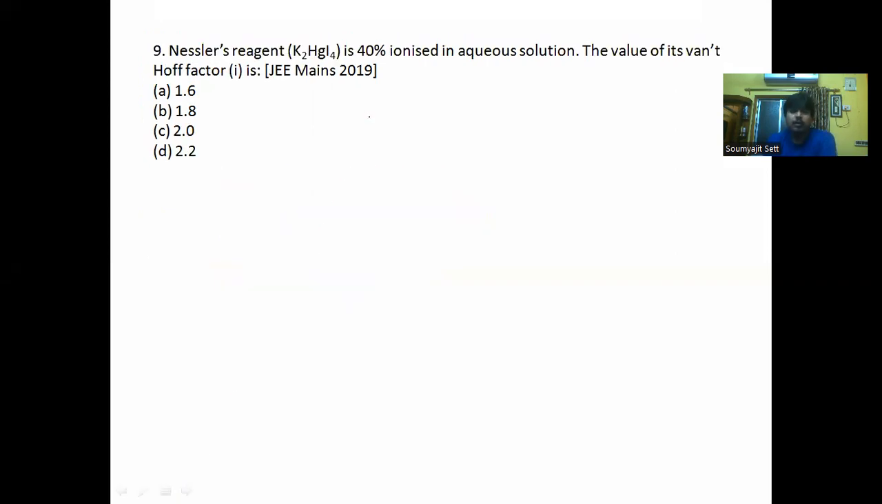Now come to the another one. Nessler's reagent K2HgI4 is 40% ionized in aqueous solution. The value of its van't Hoff factor we have to find. Now 40% has been ionized. Now let's see if it will ionize completely, what will be the nature of the ionization?